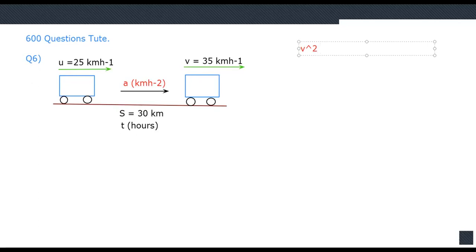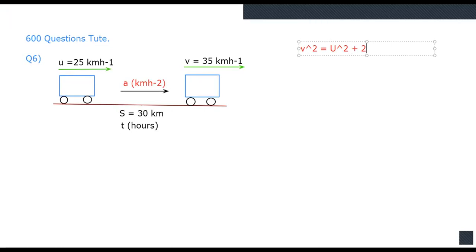That is v square equals u square plus 2as. So this is the best equation when time is not given. So final velocity is given as 35. So we have to get square of 35 equals u is 25, square of 25 plus 2 into a. We don't know a. Into s, we know 30 kilometers.